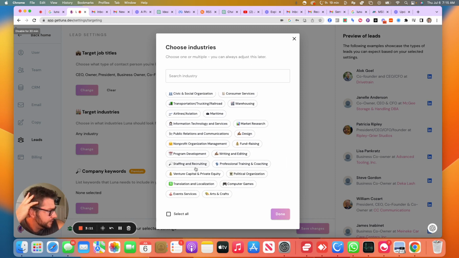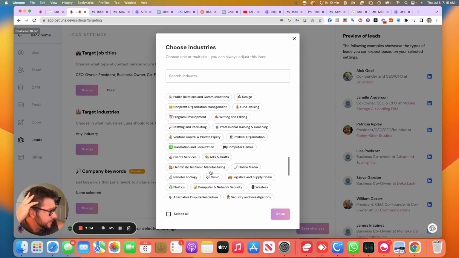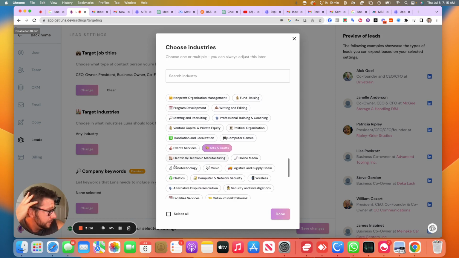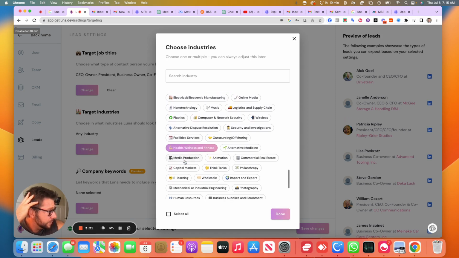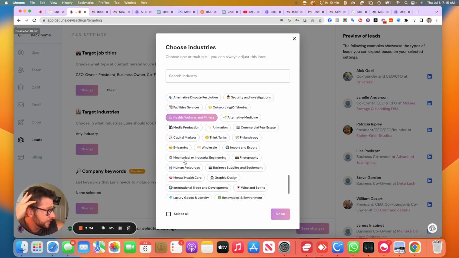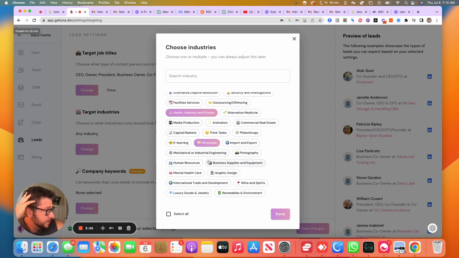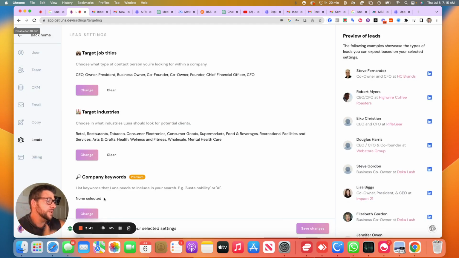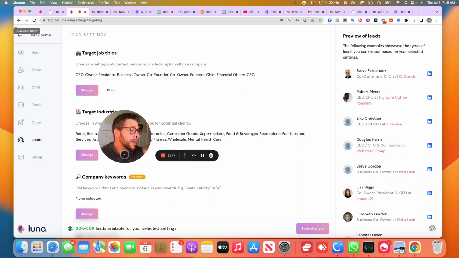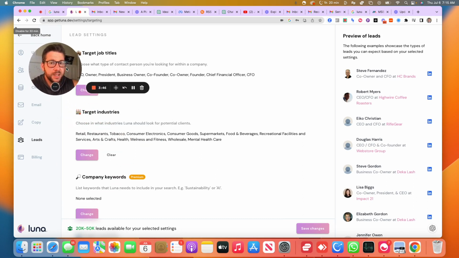Staffing and recruiting, arts and crafts. That could work, actually. The key is brick and mortar. See, there's a lot here. There's a lot for us to work out. Wholesale, mental health care. We could do mental health, on-site processing for that. Industrial automation. What I do? Experience, trade, development. Let's go with this. Oh, okay. Now let's move this over here so you can see something. 20,000 to 50,000 leads are available for my selected things.